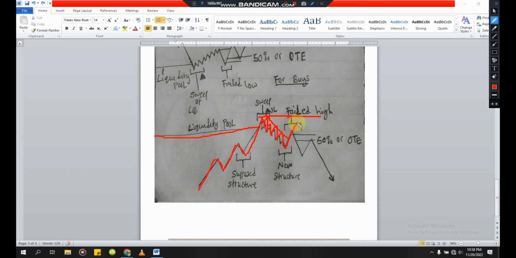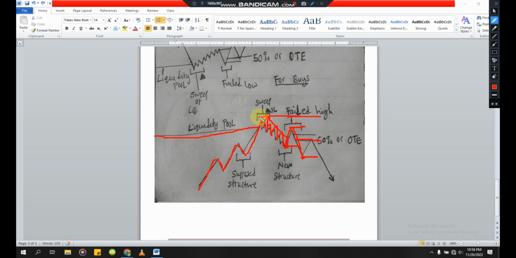So the failed high, which is now our new structure, wait for it to break before we confirm that this is a failed high. You don't just see a move up and say this is the failed high. No, you wait for the failed high to break before you confirm that, okay, yeah, that's the failed high. Once it has broken the structure, we measure the fib, guys. We get the fib level of the failed high to get our 50%.